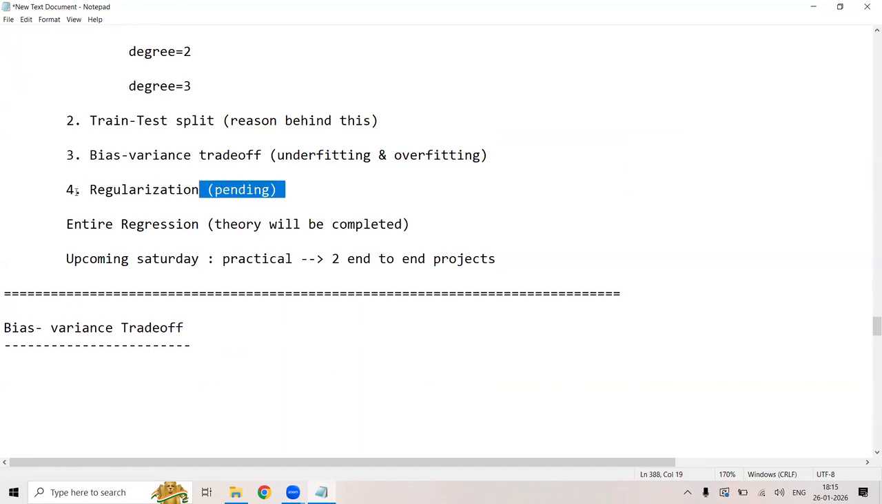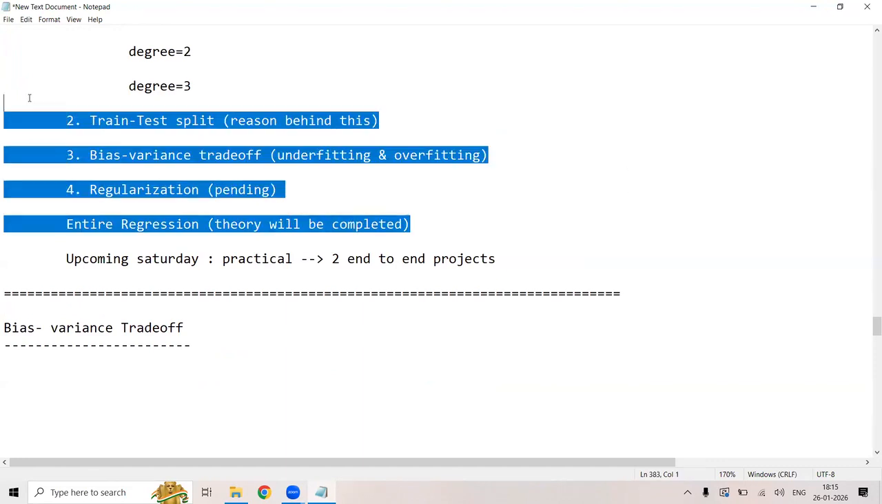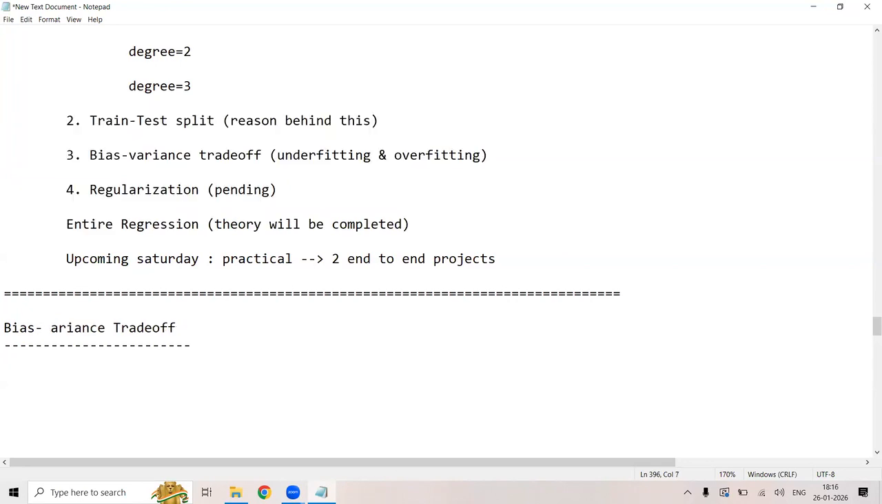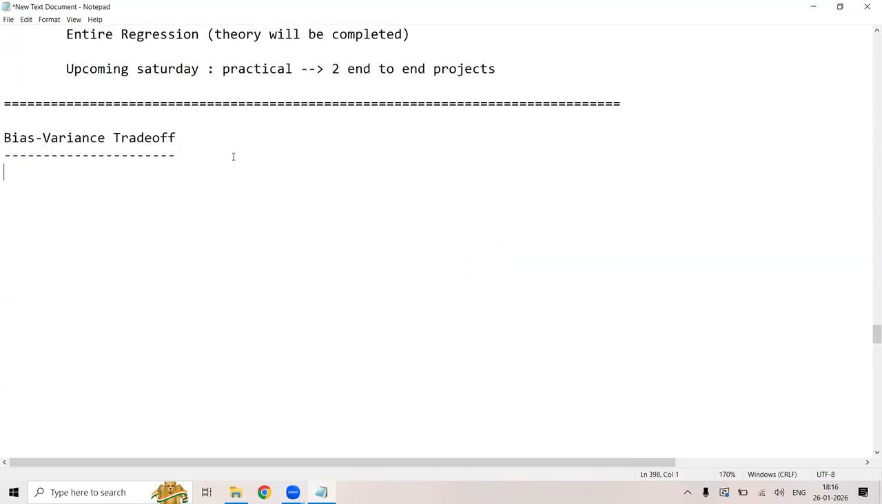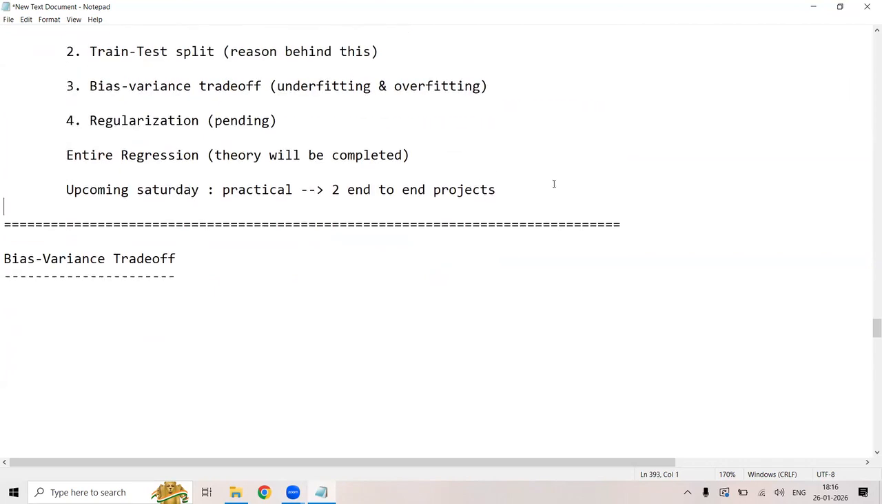So today I'm going to complete this regression and I will try to cover the entire regression theoretical part. There will be no balance, along with the interview questions of the regression project. What would be the general interview questions within the regression project? And then we are going to see finally the practical part, right? So here, coming to the problem, the bias variance trade-off. This is the first point.